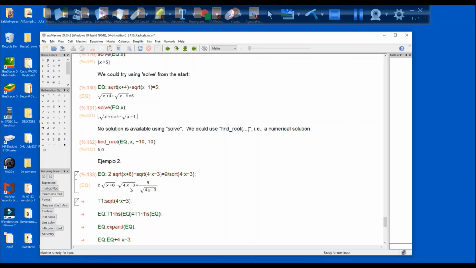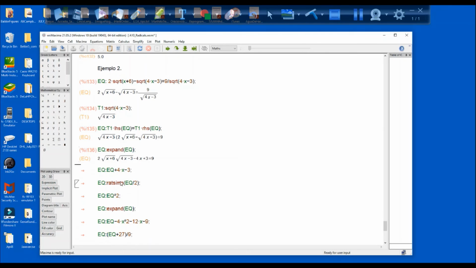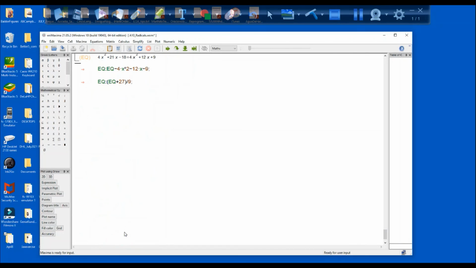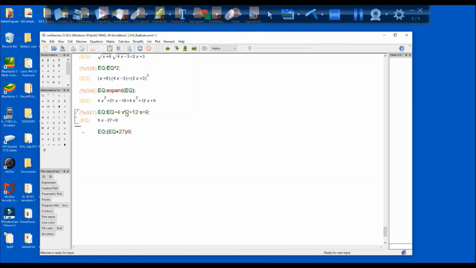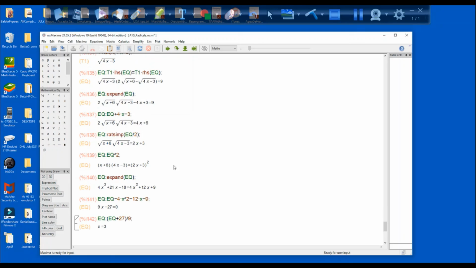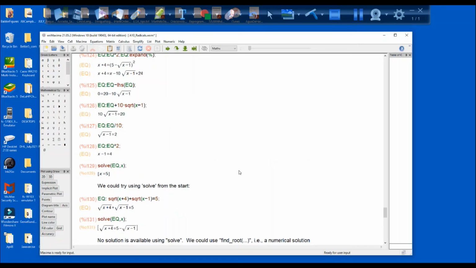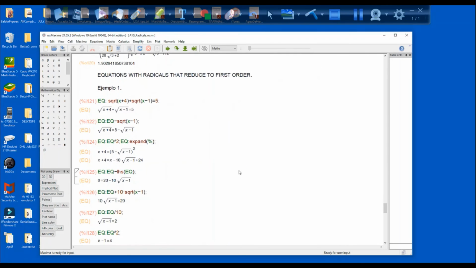And since I have 4x minus 3, I'm going to call that term t1. So I'm going to multiply the left-hand side by t1 and the right-hand side by t1, expand that result. Add 4x plus 3 to keep the radicals in the left-hand side. Divide by 2. Raise this to the square. Expand that result. Move everything to one side, and then we end up with a linear equation whose solution is x is equal to 3.